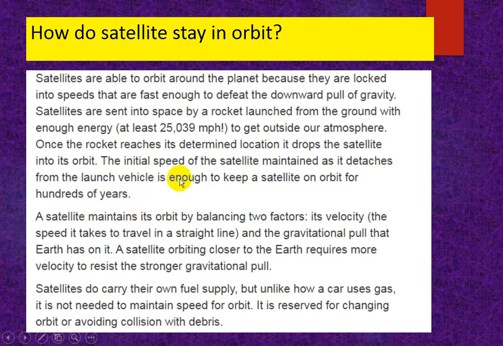Okay, so how is the satellite launched? The satellite is launched by the rocket at an energy of 25,000 miles per hour to overcome the gravity of the earth. Then it takes the satellite to the orbit, and the rocket returns to the earth. Then how does the satellite stay in orbit? It stays in orbit using two factors: its velocity, the speed it takes to travel in a straight line, and the gravitational pull that the earth has on it. By balancing its velocity and the gravitational pull of the earth, it stays in orbit.